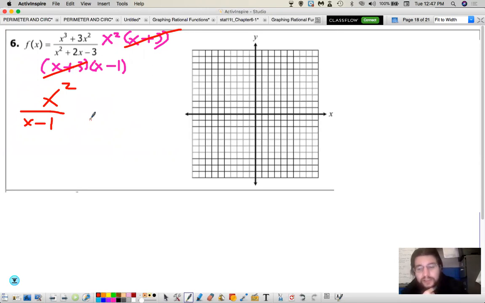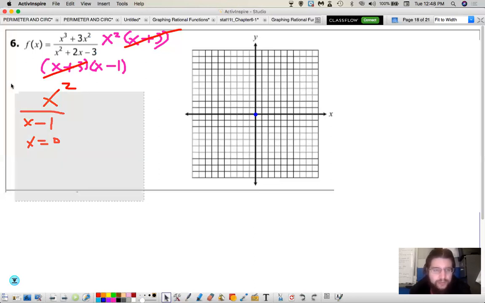For now, let's get our intercepts. So, well, x equals 0 for my x-intercept, obviously. X squared equals 0, x equals 0, whatever. Y-intercept is also 0. Okay, so I got a point right here. 0, 0. Plotted. Sorry, I put this in red. Let me see if I can change that real quick. Blue.